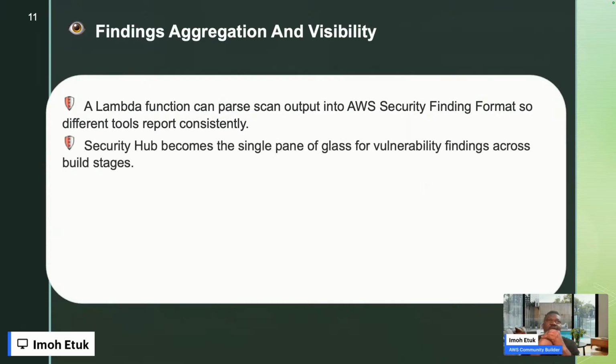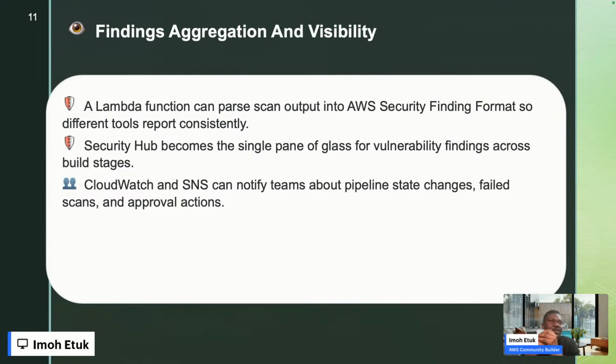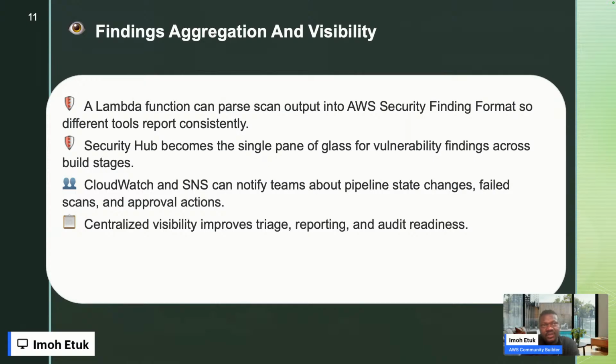So Security Hub becomes the single pane of glass of vulnerability findings across build stages. CloudWatch and SNS can notify teams about pipeline state changes, failed scans, and approval actions. Centralized visibility improves triage, reporting, and audit readiness.